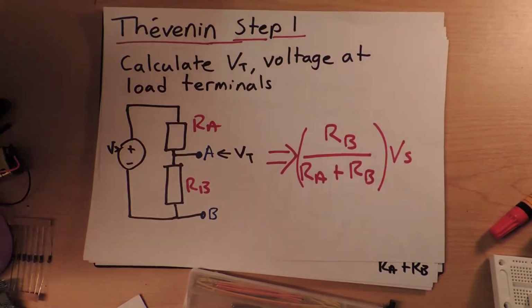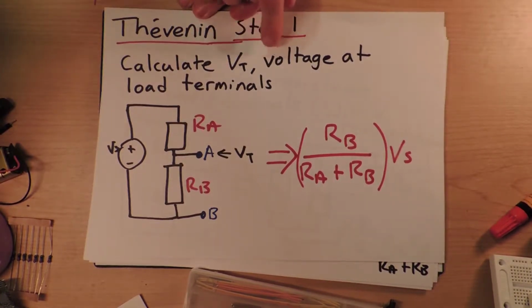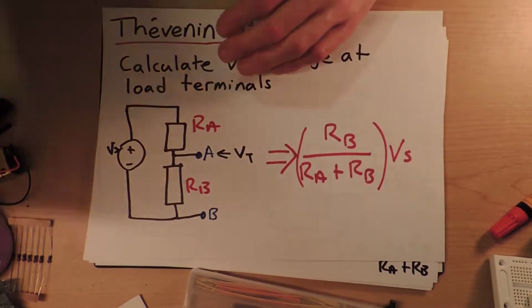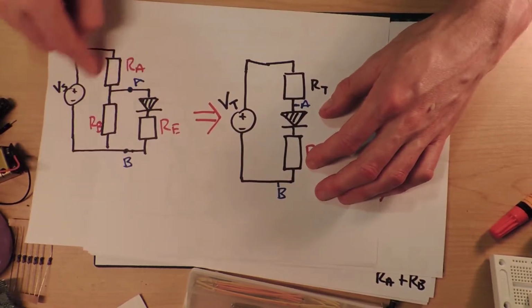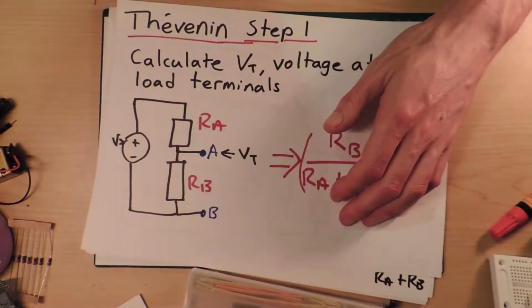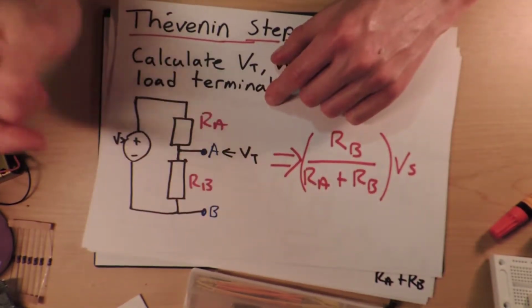So the first step is we have to calculate the voltage at the load terminal. In this case, I'm going to call this my load, and this is the source part of the circuit. So I want to work out what voltage I see at these terminals here.